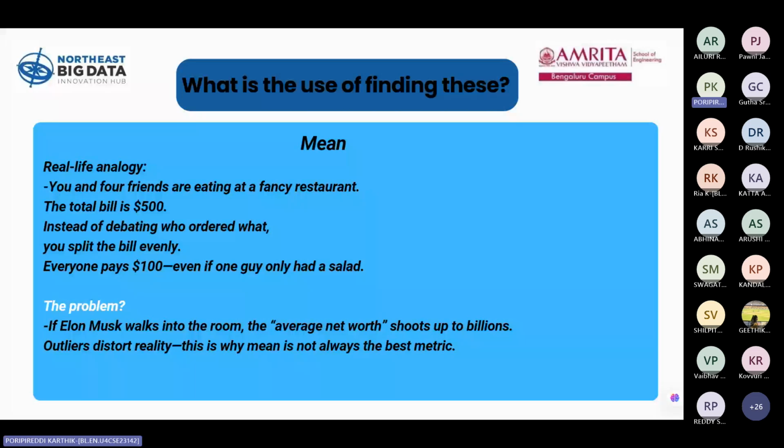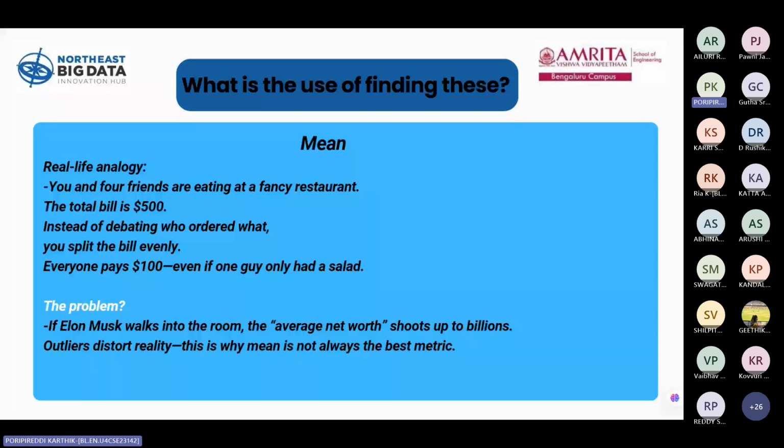But what's the problem here is, suppose we take a group of college people. Let's ask them about their bank balance. We can say that their bank balance will be in some thousands. But what if we add Elon Musk into the group, and then the mean shoots into millions, even though most of them have only thousands in their bank accounts. So in this type of scenario, mean is not always the best metric because Elon Musk here is an outlier, and outliers distort reality. Well, what can we do?